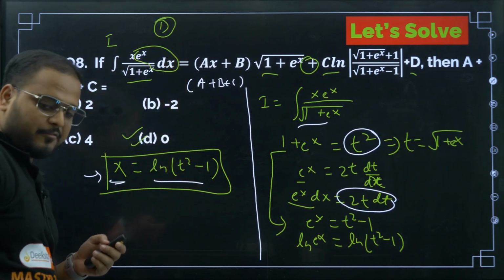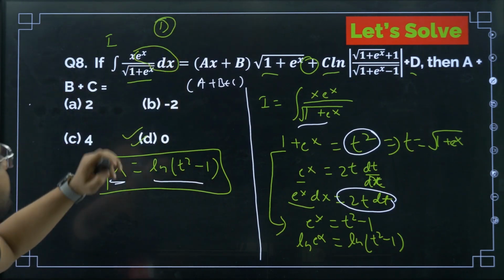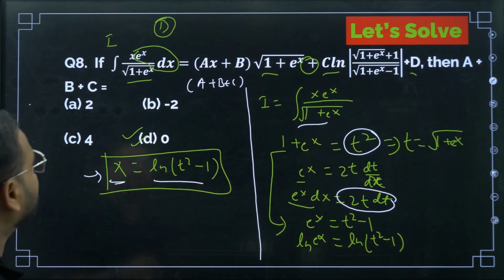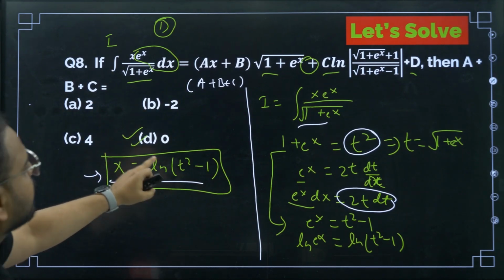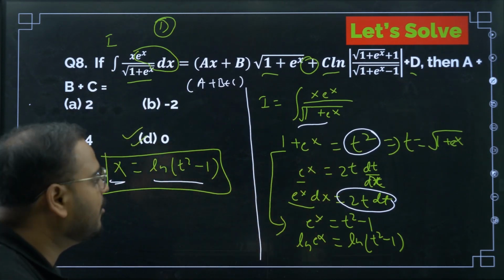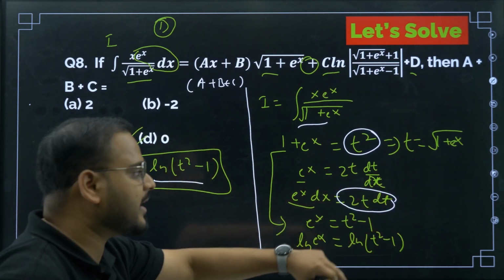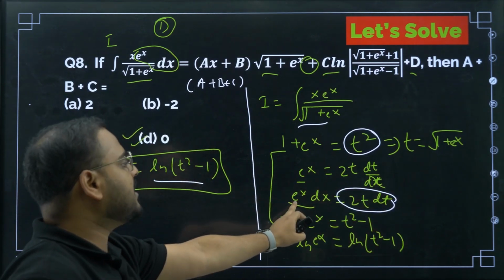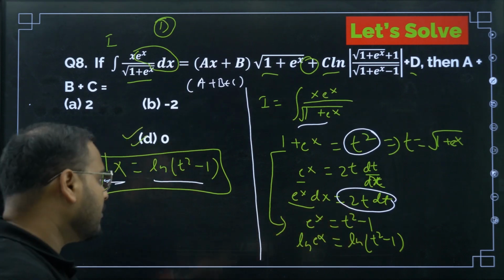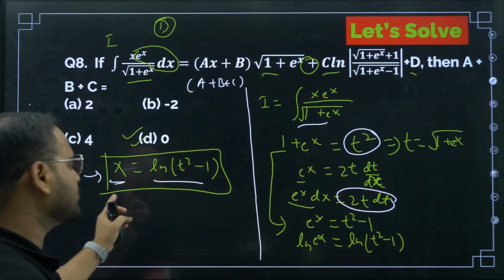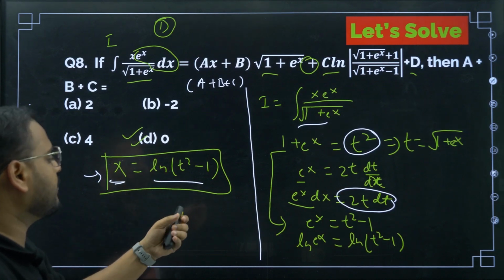I'll show you the flow again from the beginning. First they've given the question like this: the integral of x e power x times the root of 1 plus e power x. What we did: we took 1 plus e power x as t square. From there we got two values. First, t equals root of 1 plus e power x. Second, the derivative, e power x dx as 2t dt. One more thing we got, by moving the 1 to the other side and applying log on both sides, is x as ln of t square minus 1.